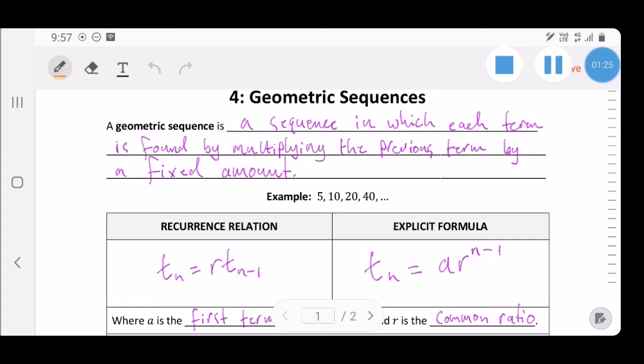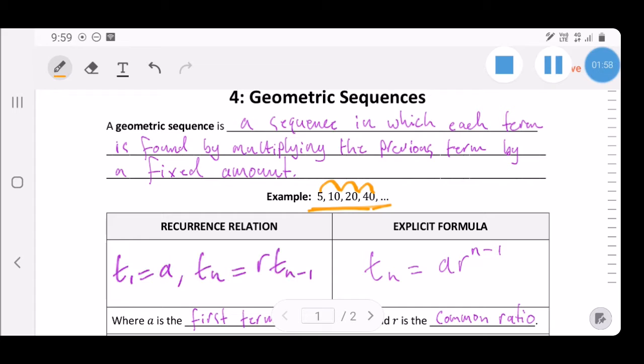A geometric sequence is a sequence in which each term is found by multiplying the previous term by a fixed amount. And here we have an example: 5, 10, 20, 40. So the fixed amount that the previous term in each case is being multiplied by is obviously 2. Because to get from 5 to 10, you multiply by 2. To get from 10 to 20, multiply by 2. From 20 to 40, multiply by 2.